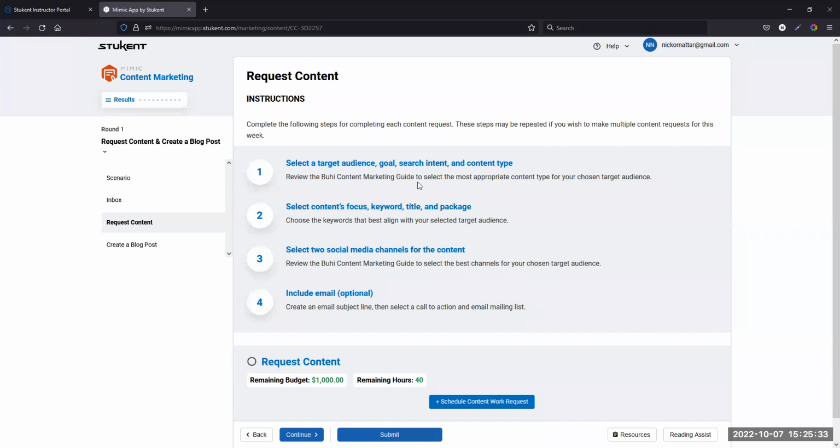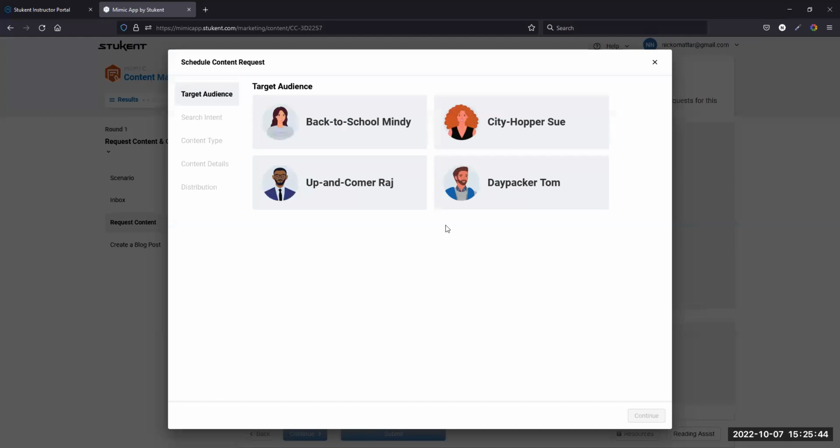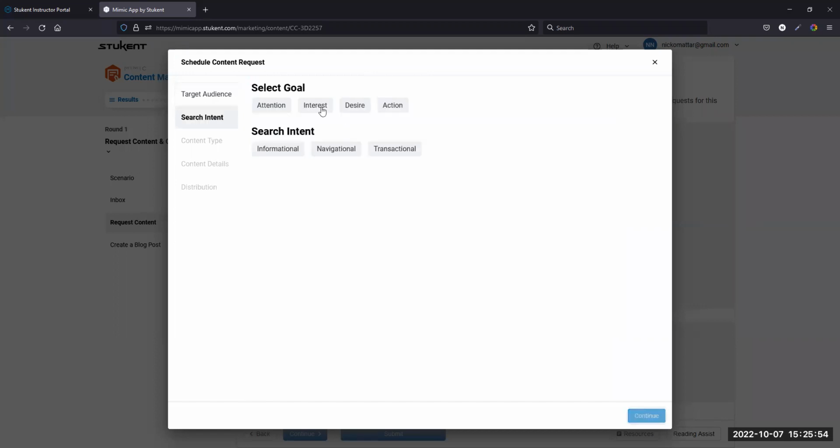And then you're going to first off do the content request section. So it goes through the instructions, you have your steps, and you start here with schedule content work requests. You're going to start with your target audience. The inbox at the beginning of each round may want you to focus on one, but it depends on what the round is. You're going to select an audience.